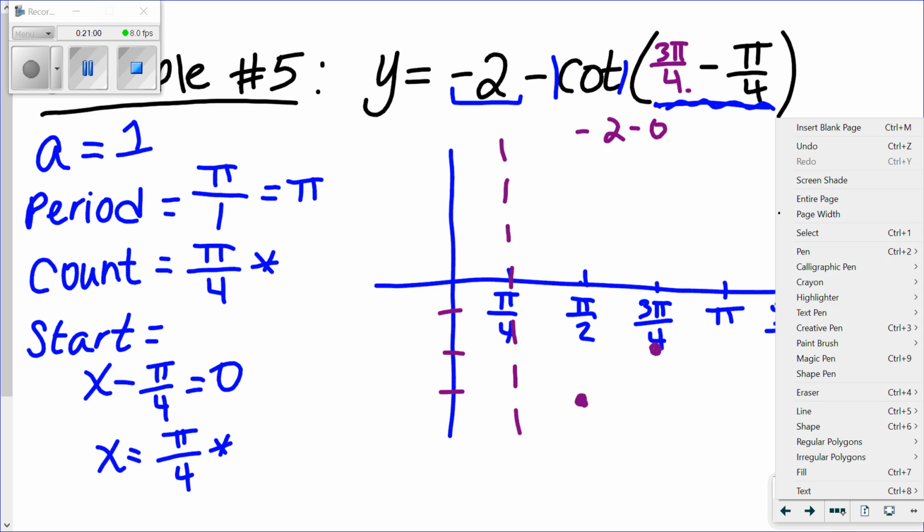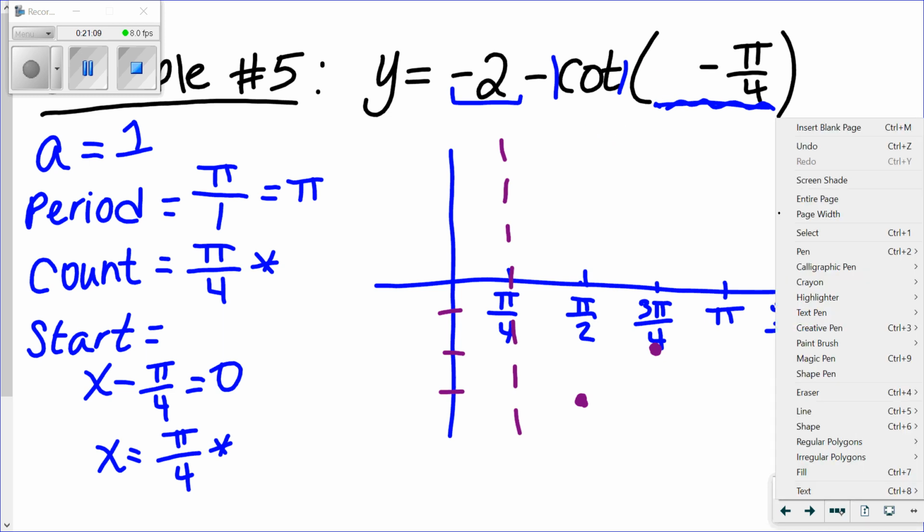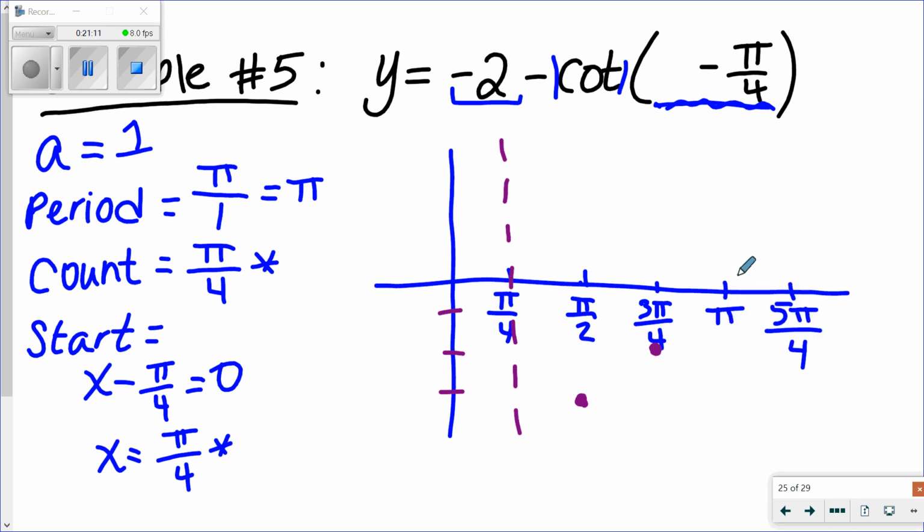If we plug in pi next, pi minus pi over 4 is 3 pi over 4. The cotangent at 3 pi over 4 is negative 1. So now we've got negative 2 minus negative 1, which is negative 2 plus 1, which is negative 1.